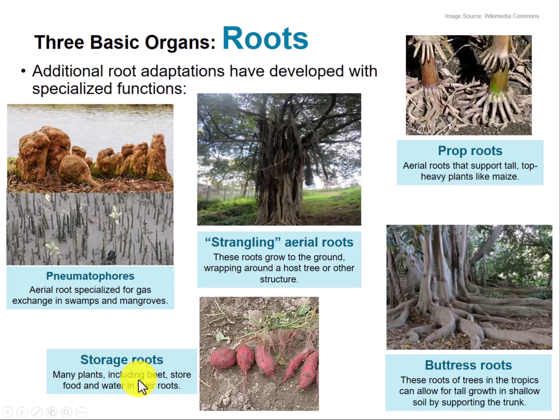Your storage roots, so many plants, including beets, store food and water in their roots. So a lot of our vegetables. And buttress roots. These roots are in trees of the tropics, allow for tall growth in shallow soil by supporting the trunk. And so these are our buttress roots.